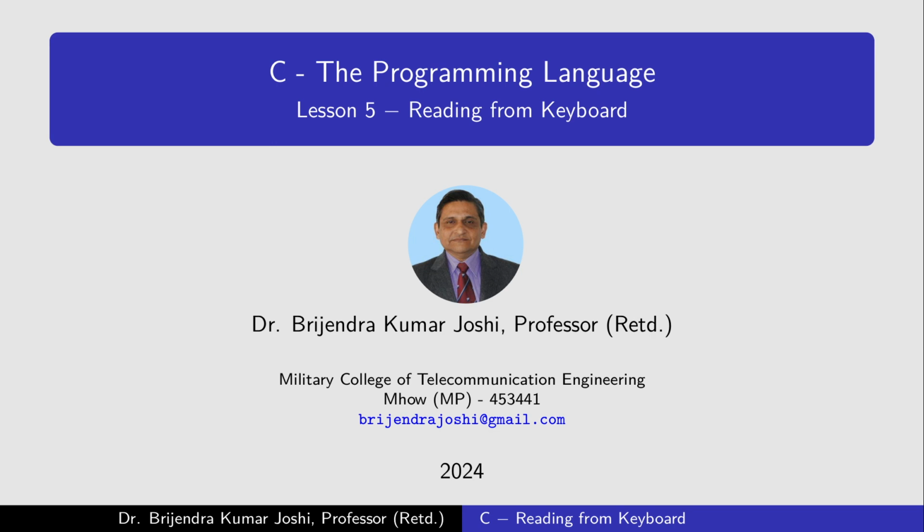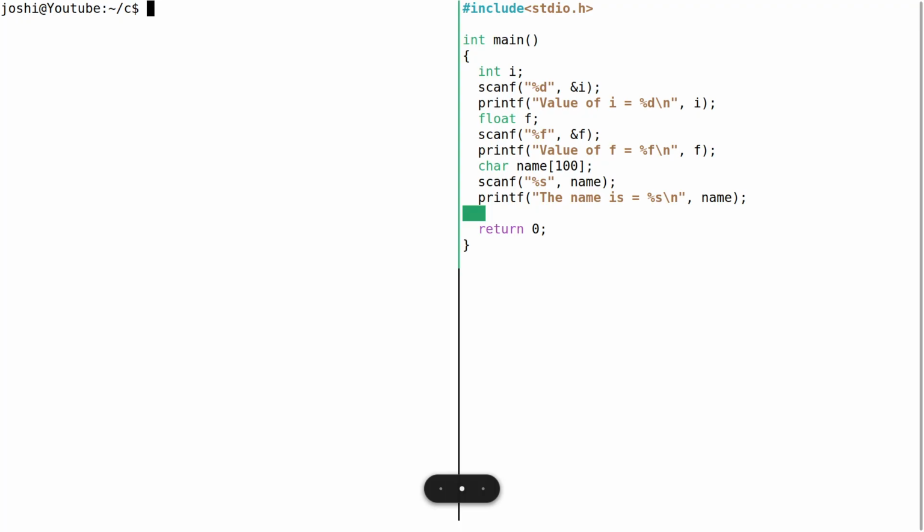In this video, we will see how we can read different data types from the keyboard in the C programming language. Let us see a few working examples for the purpose. Here, I have already made a few programs. One of them is this. On the right pane, you will find that I have declared one integer variable.